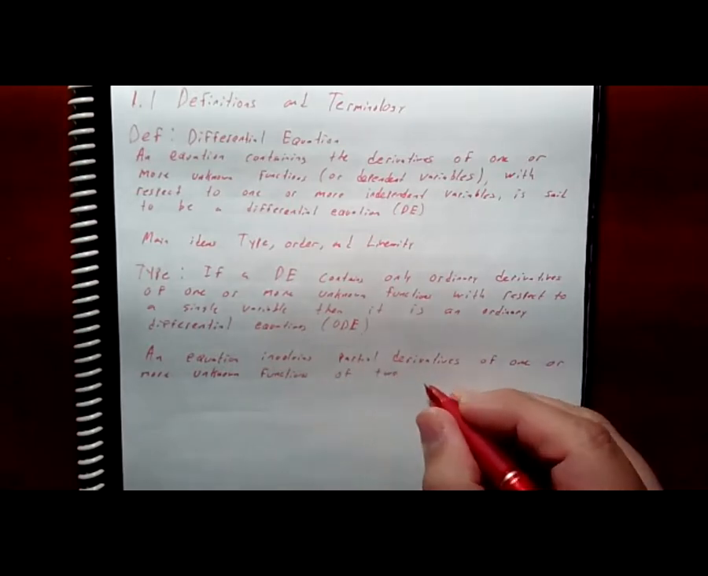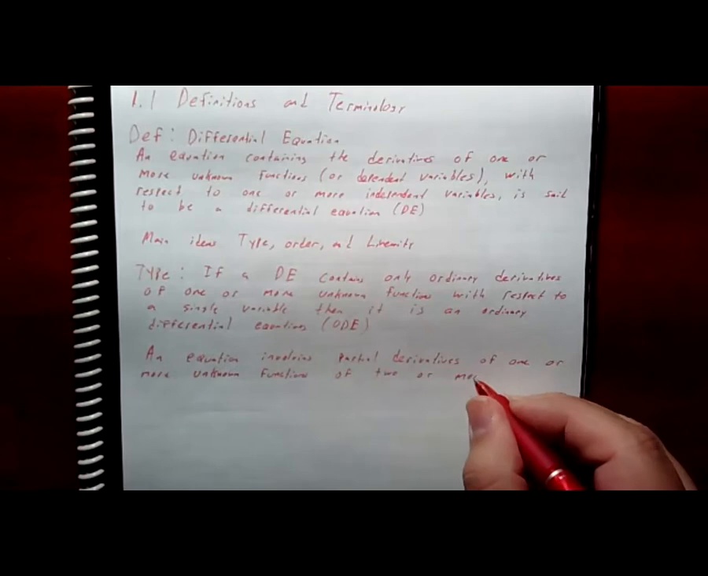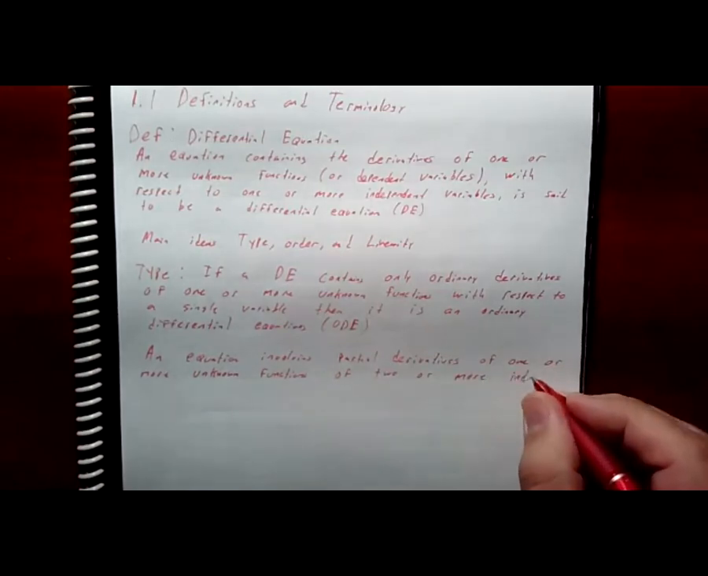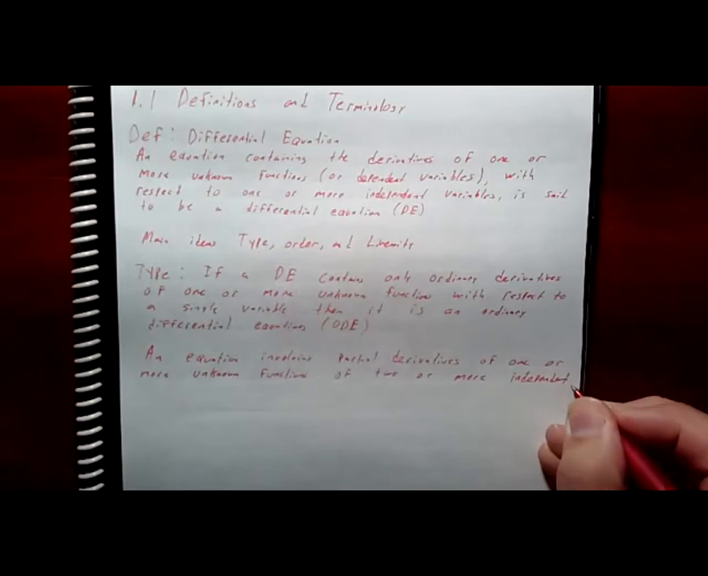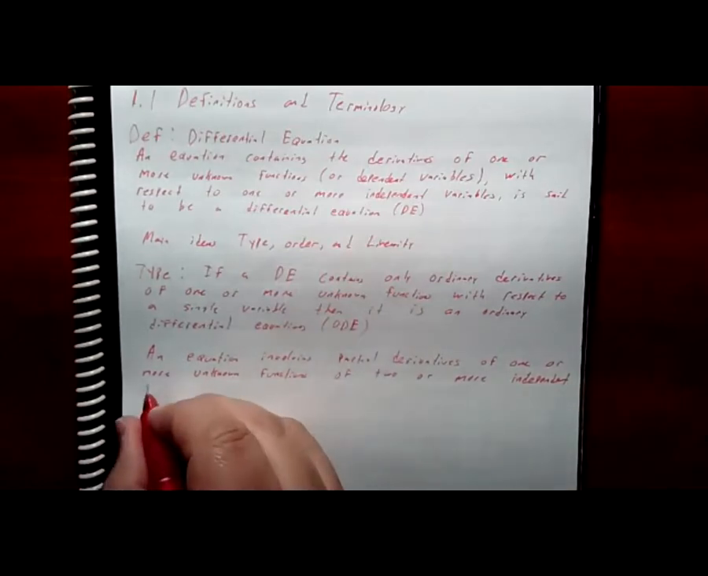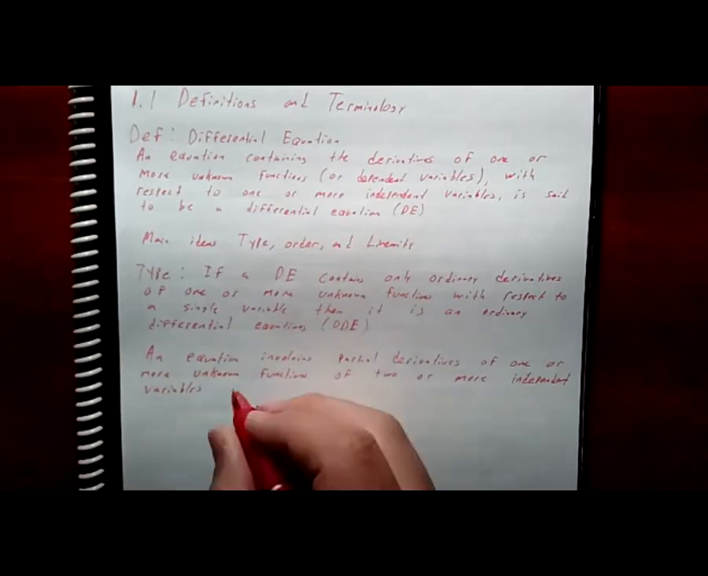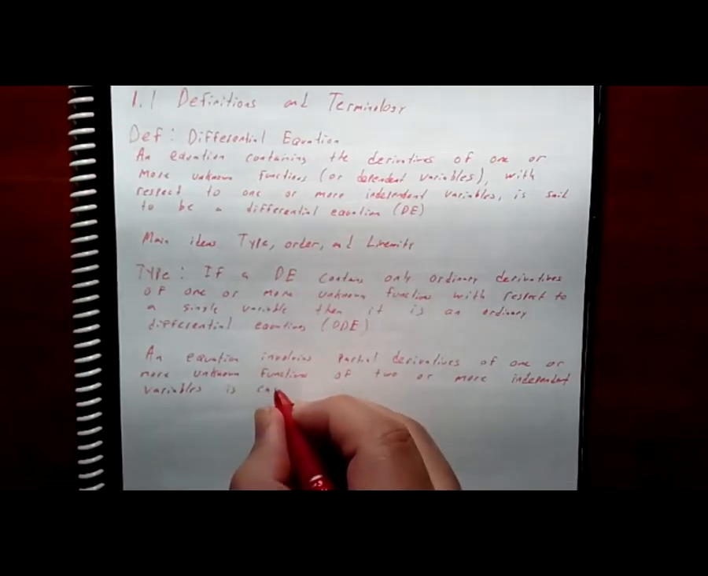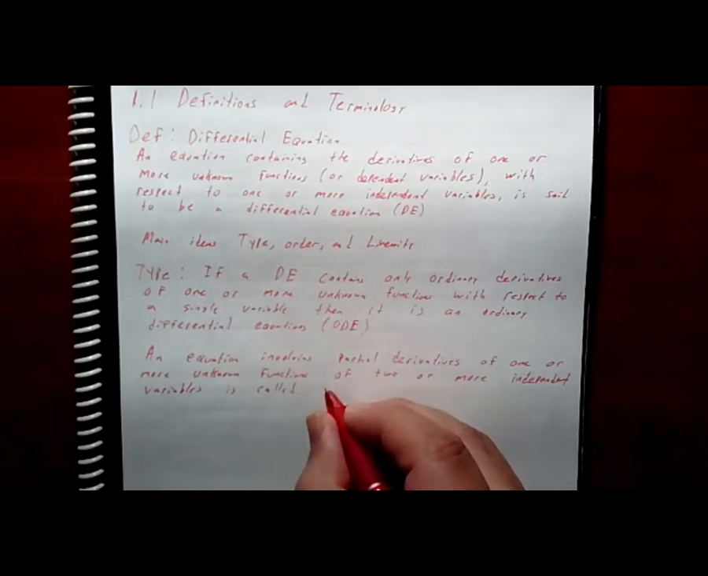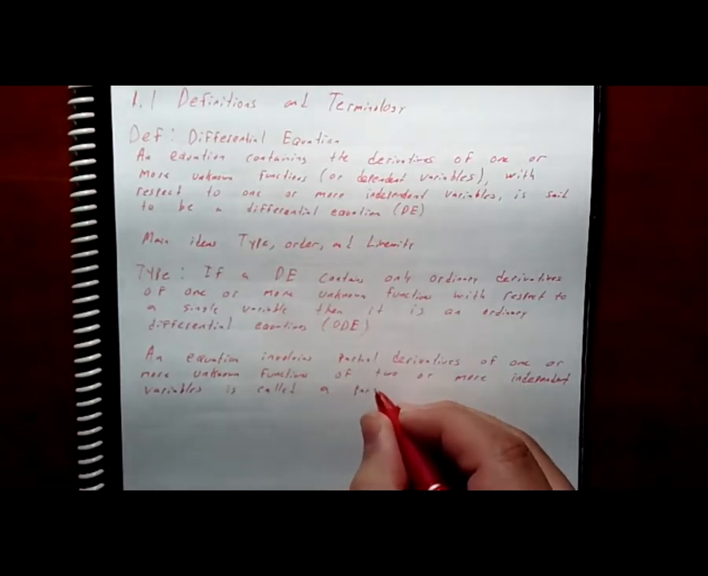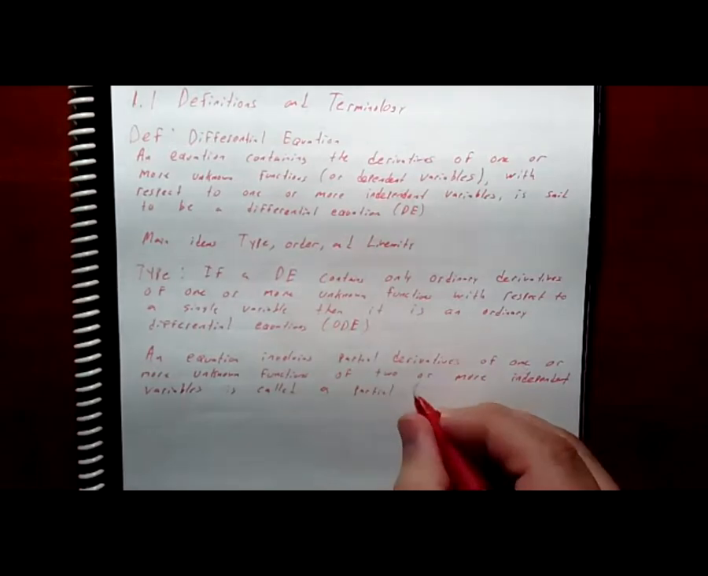Of two or more independent variables. It's an equation involving partial derivatives of one or more unknown functions of two or more independent variables. This is called a partial differential equation.